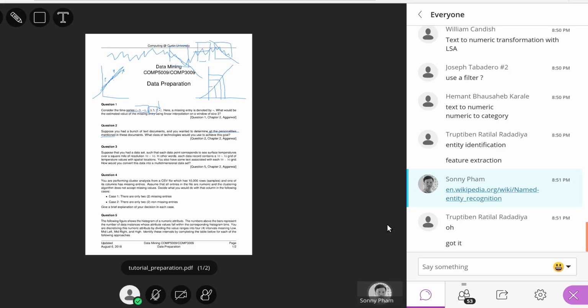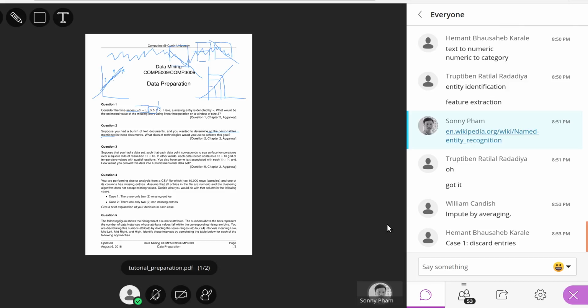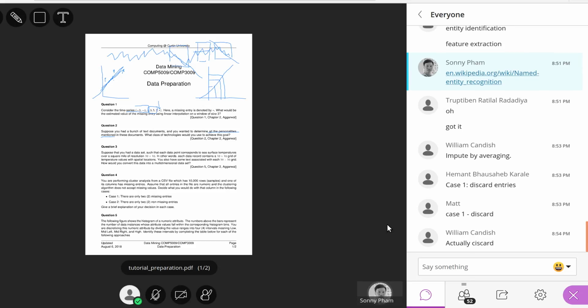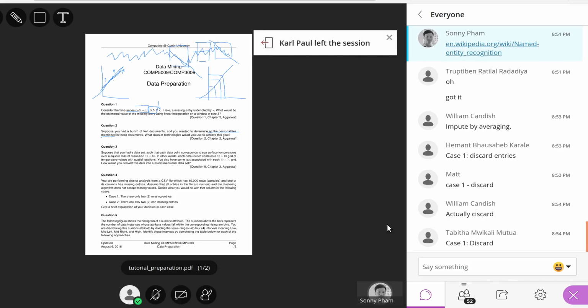All right, so in the slides, we have 3 choices. First of all, we can discard. Secondly, we can replace with some values. And thirdly, we can accept the entries. However, we need to do something about the entries rather than just accept them. So I have some answers here. The first one was given by William, who said impute by averaging. And someone else said discard the entry.